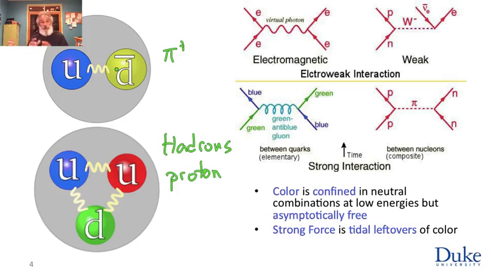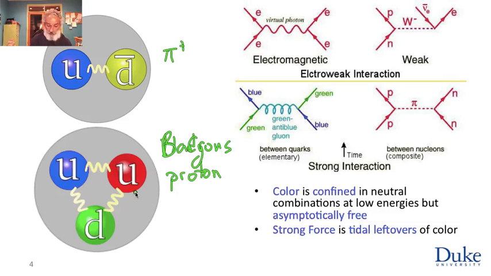Color is confined so that all particles in nature are color neutral, and this leads very nicely to predicting all of the different kinds of baryons and all of their interactions. Together, baryons and mesons are hadrons.